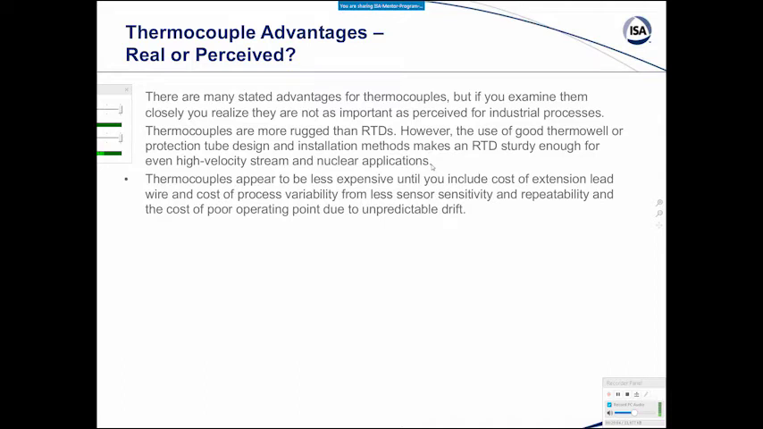It used to be that maybe they were considered they couldn't be used in nuclear applications. Now they say they can after they've looked at it more closely, and this is something that's happened in the last 20 years. Thermocouples appear to be less expensive until you include the cost of the extension lead wire, the cost of process variability from less sensitivity and less repeatability, and the cost of a poor operating point due to unpredictable and significant drift.